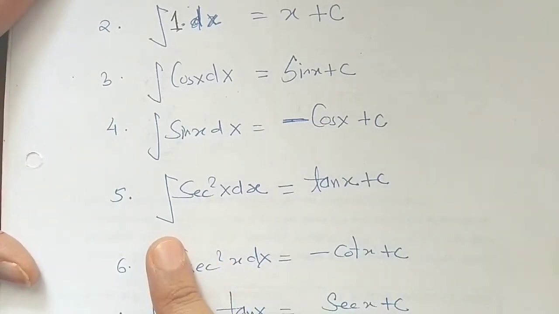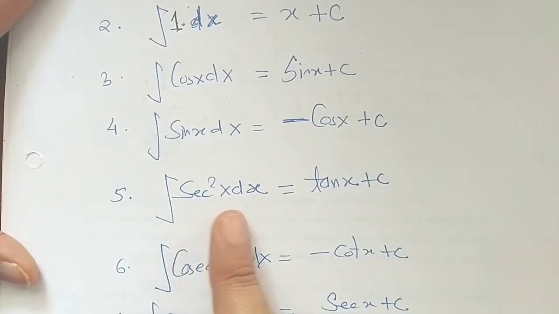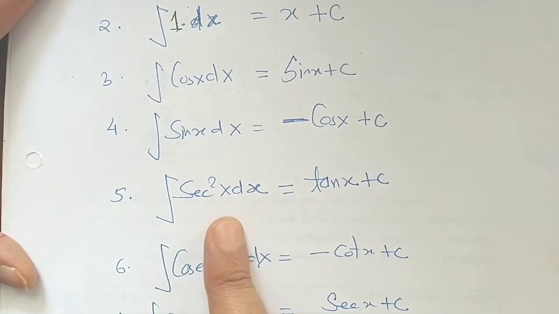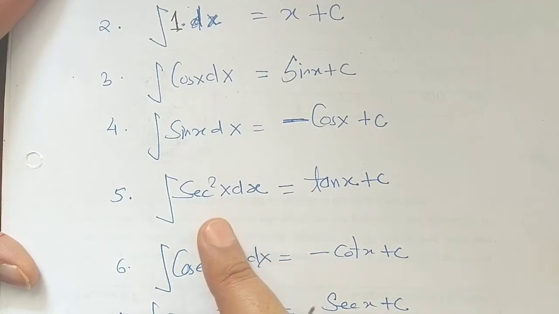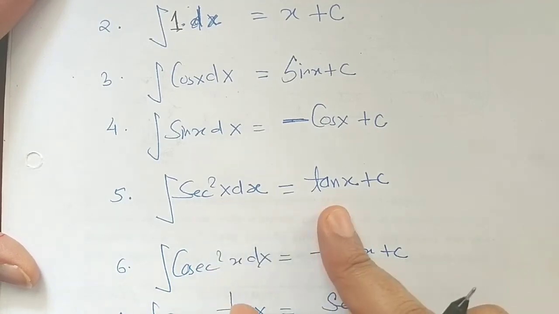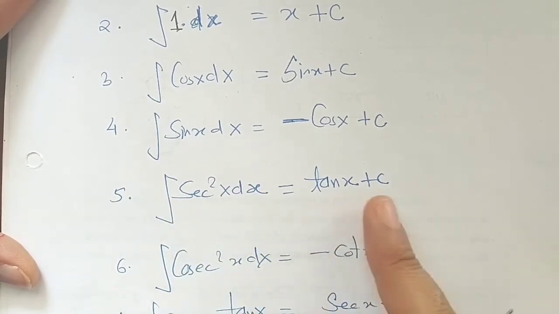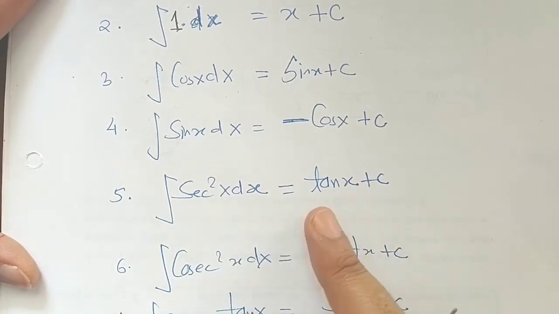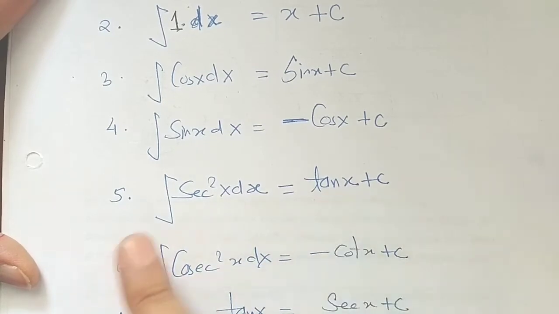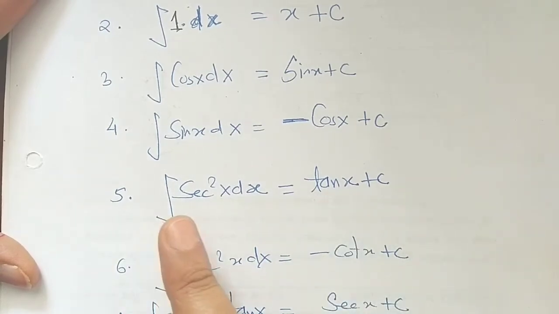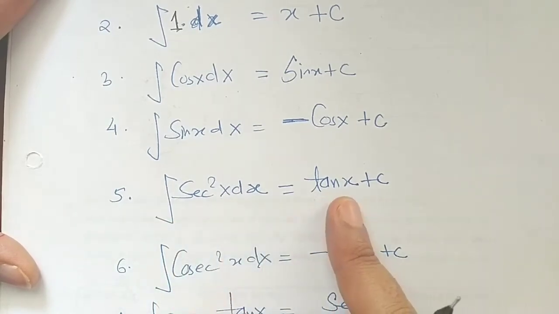Now we will see integration of sec square x. By now I have told you that integration is the inverse of derivative. So that means we have to think of a function whose derivative is sec square x, and that function is tan x. So integration of sec square x is tan x plus c. Right? Because if I differentiate tan x, I will get sec square x. That's why the integration of sec square is tan x.